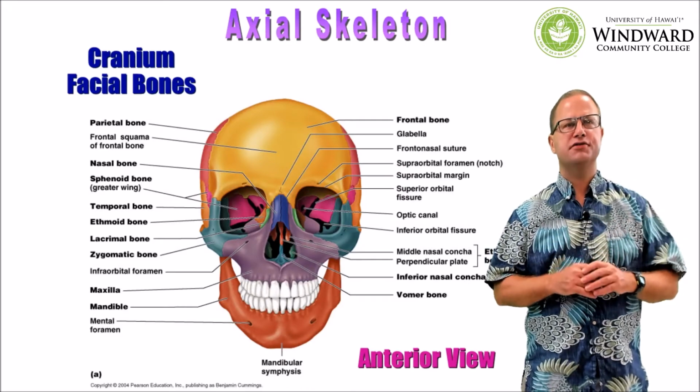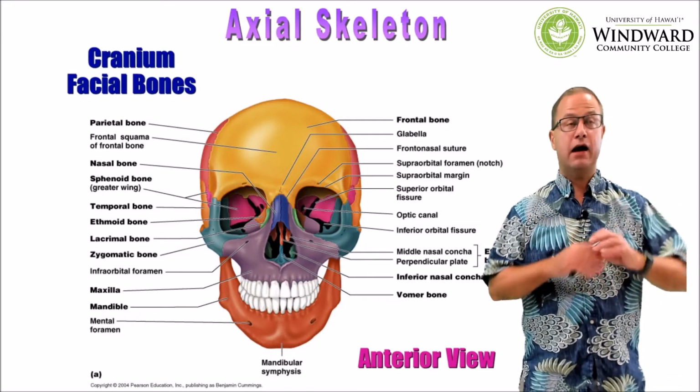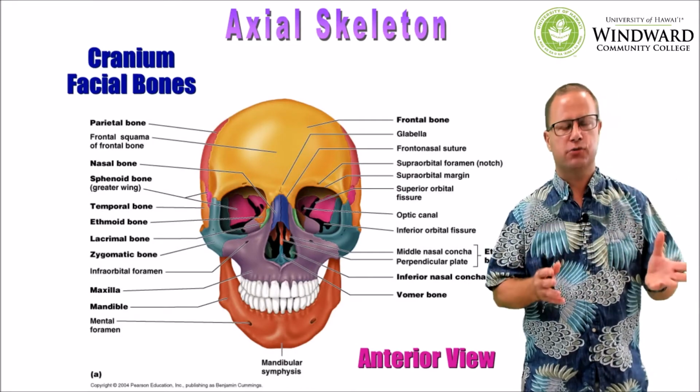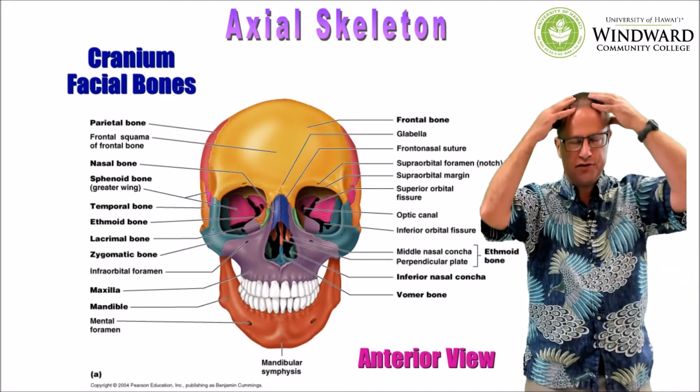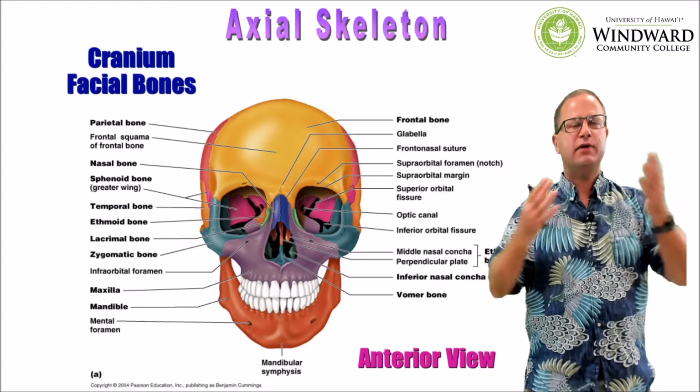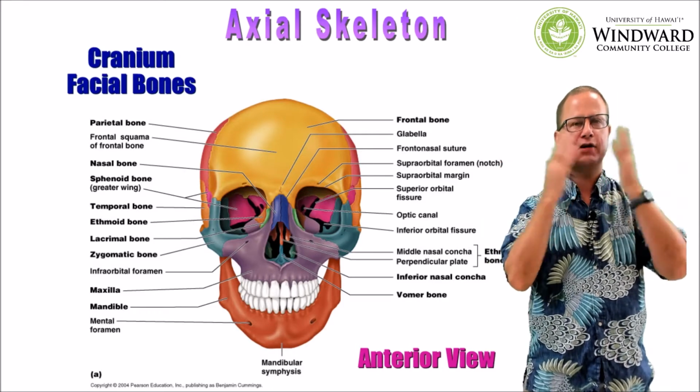Okay, and starting out with the axial skeleton, we're going to look at bones of the skull. Now, we're not going to learn all of them. We're just going to learn some of the major ones. Now, bones of the skull are divided into two categories. We have our cranial bones, which enclose and protect the brain, and then we have our facial bones, which give us facial structure and allow us to speak.